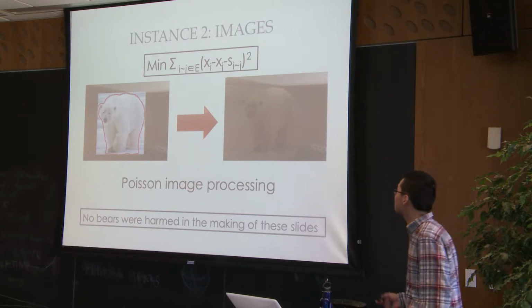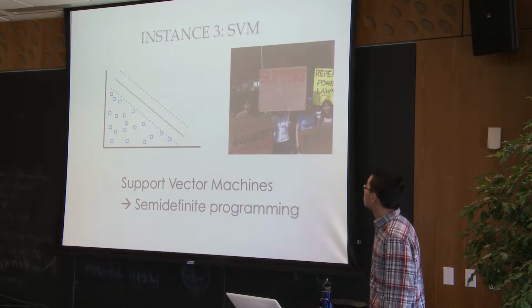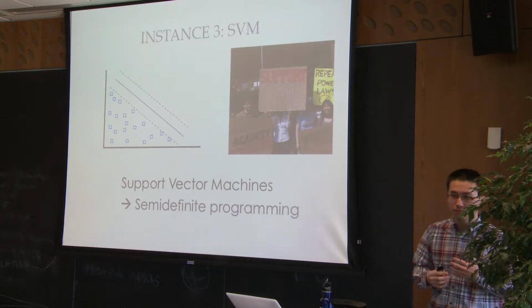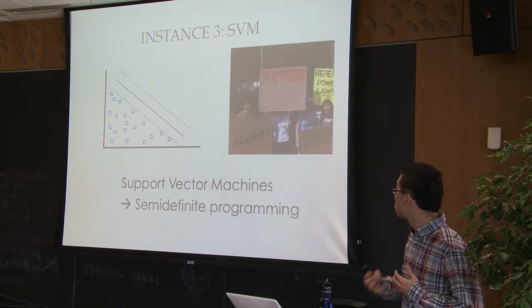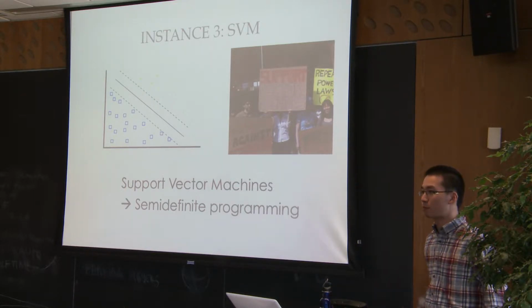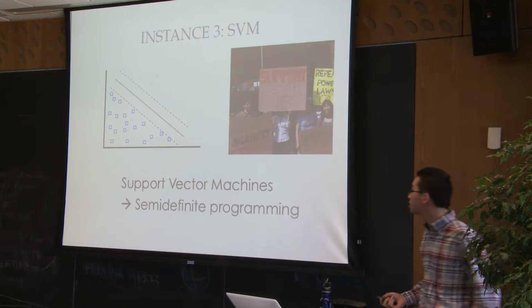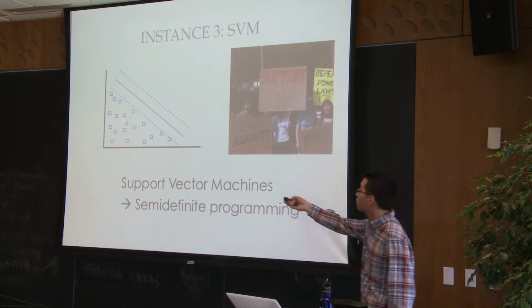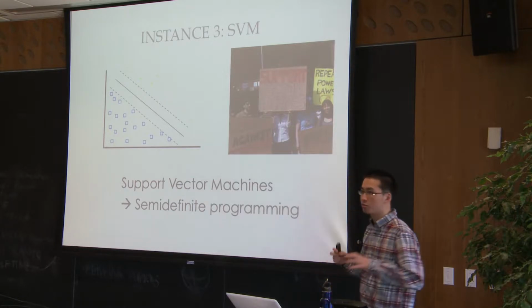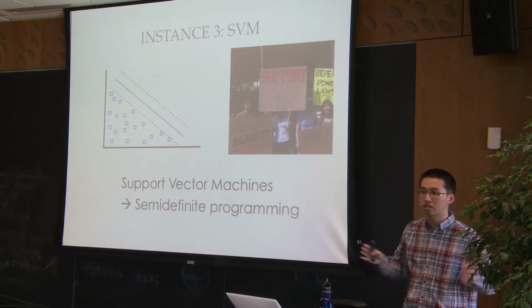So the other instance: you can also use optimization objectives to do a variety of other things. This is an instance of separation. This is support vector machines. It's an instance of semi-definite programming, where you have some points labeled 0, some points labeled 1, and you're trying to find the largest margin of separation.